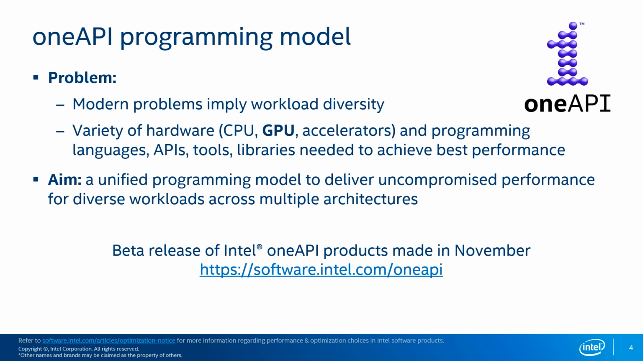Modern problems imply diverse workloads, and in order to achieve the best performance, your application might need to run on a variety of hardware platforms. It's not only CPU and GPU, it could also be an FPGA or another type of specific accelerator. And different platforms imply the usage of different tools, programming languages, and libraries. And this makes it extremely difficult to reuse the code while switching from one platform to another.